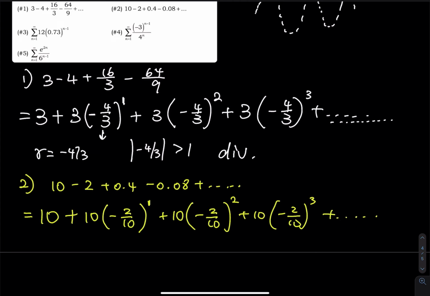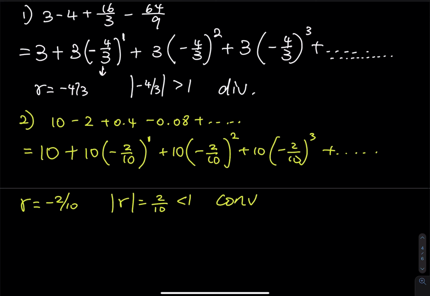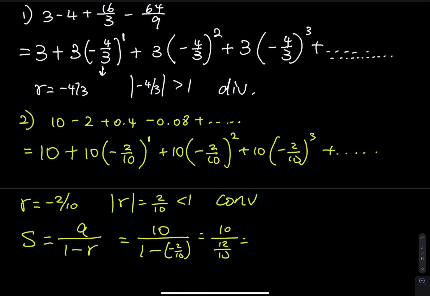So this one, the common ratio is negative 2 divided by 10. The absolute value of r is 2 divided by 10. That is less than 1. So that means the series is convergent. And then how do you find the sum? The sum is equal to the first term divided by 1 minus the common ratio, which is 10 divided by 1 minus negative 2 over 10, right? So that is 10 divided by 12 over 10. So that is 10 times 10 divided by 12, which equals 25 divided by 3.